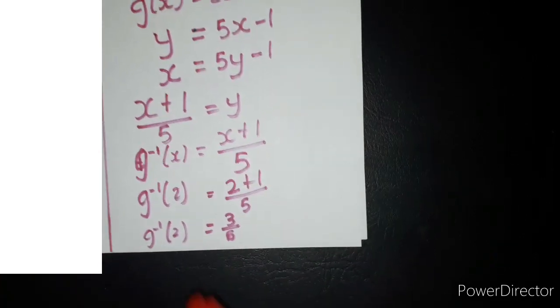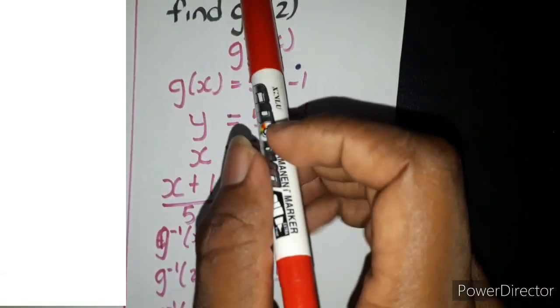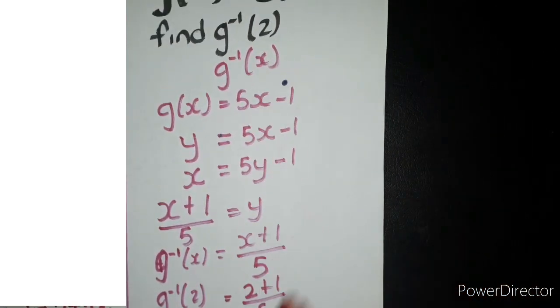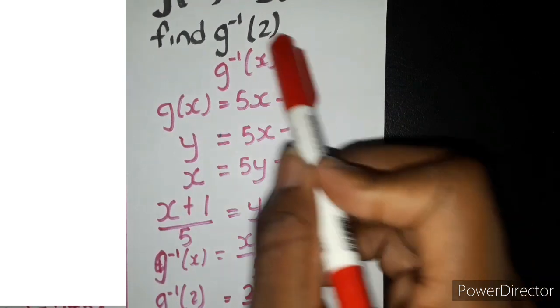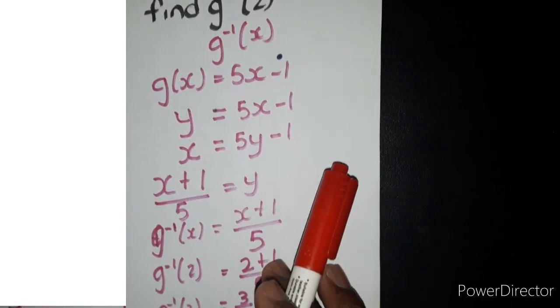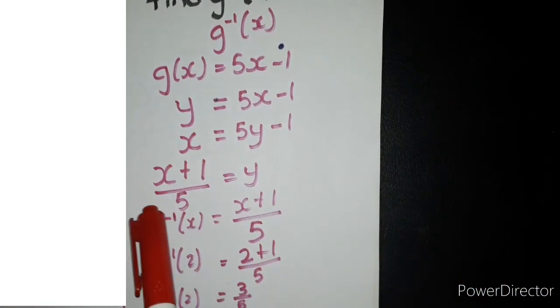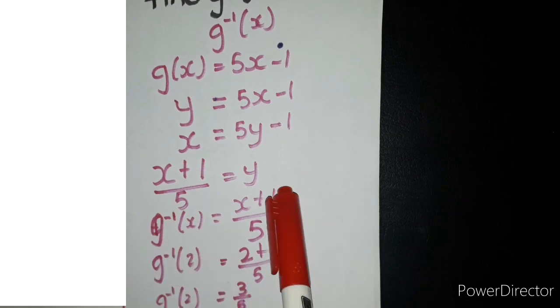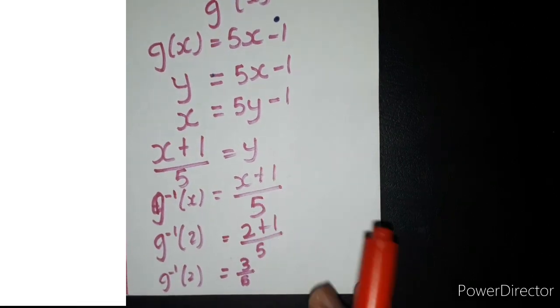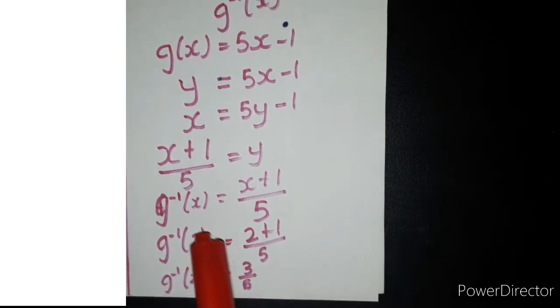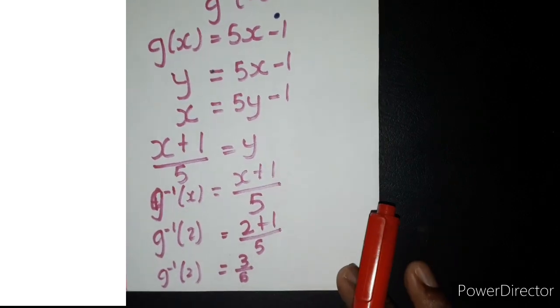Quick thing to note: before we can find g inverse of 2, we had to find the function g inverse of x, the general function. And that is what we found here. And after you finish finding that general function, then is when you can put in 2 inside of that general function.